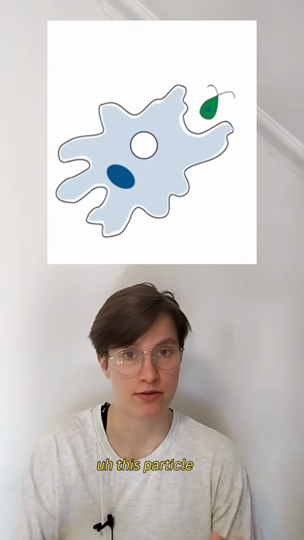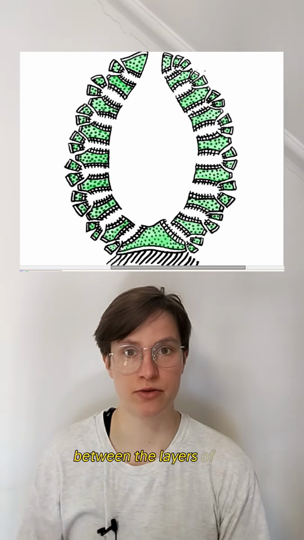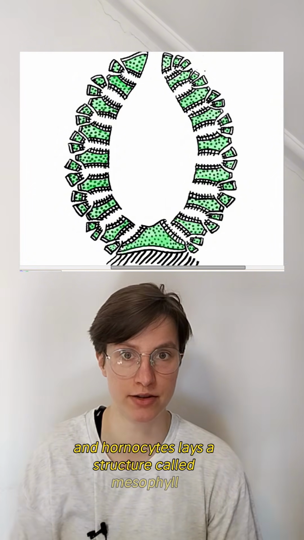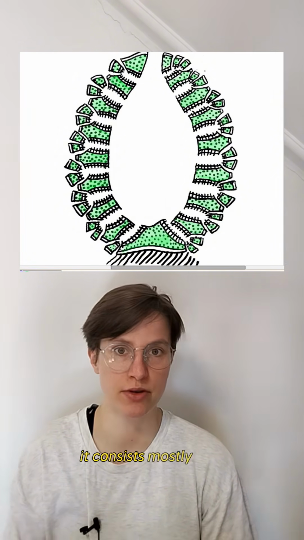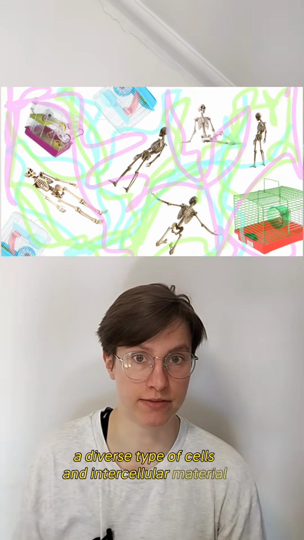This particle, they basically swallow it, and that's how they get nutrition. Between the layers of pinacocytes and choanocytes lies a structure called mesohyl. It consists mostly of skeletal elements, a diverse type of cells, and intercellular material.